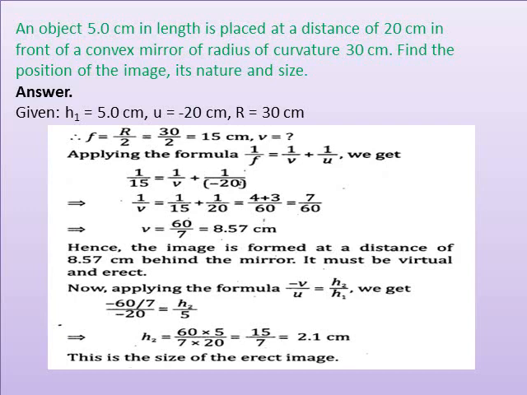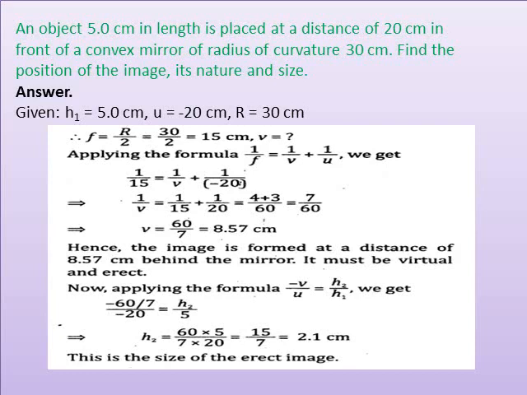Now, applying the magnification formula. Magnification is equal to minus V by U, and that is equal to the height of the image divided by the height of the object. Here the letters are taken differently, so apply the formula which we have already come across: height of the image HI divided by height of the object HO. Apply it and you will get the height of the image as 2.1 centimeter. What is the height of the object? The height of the object is 5 centimeter.